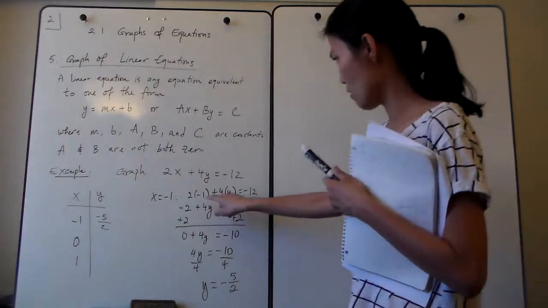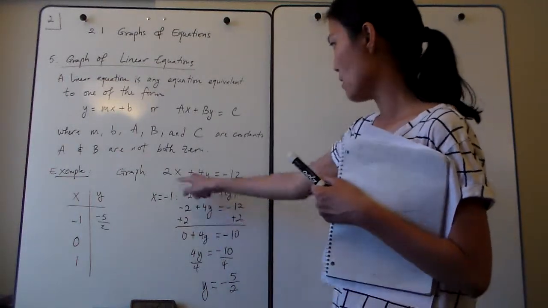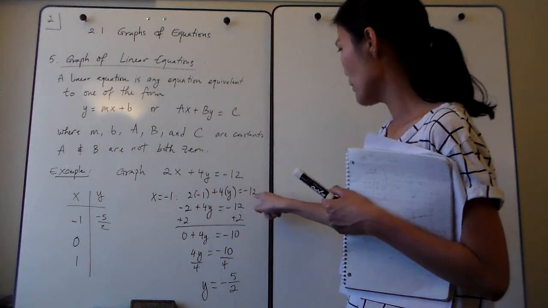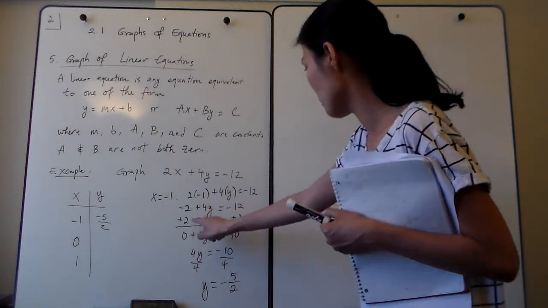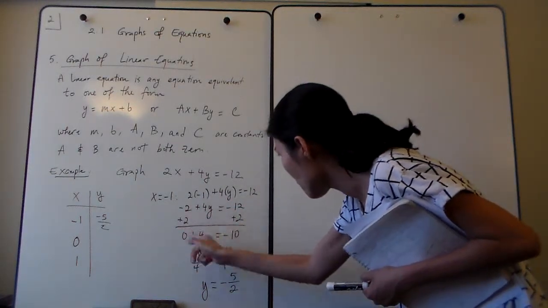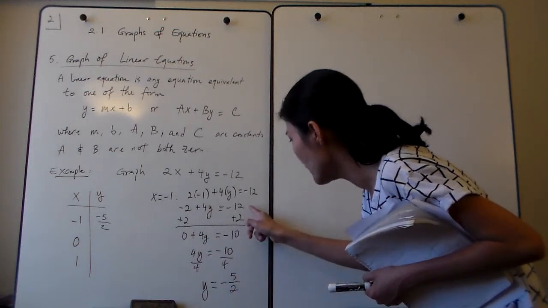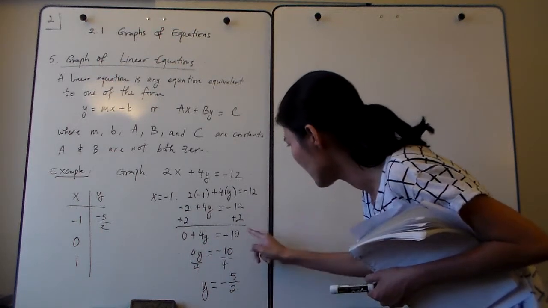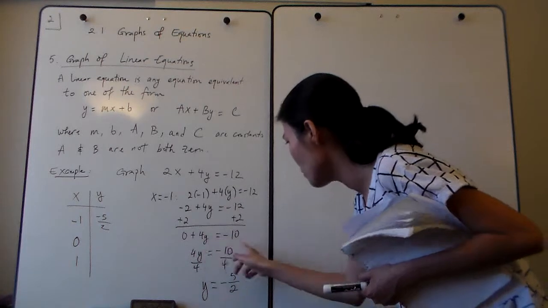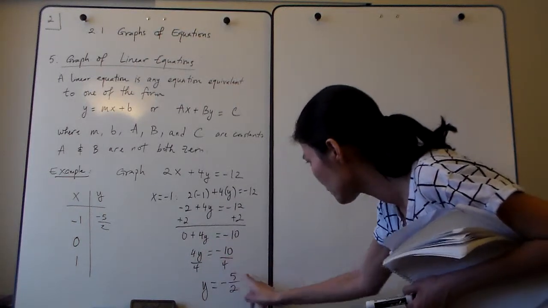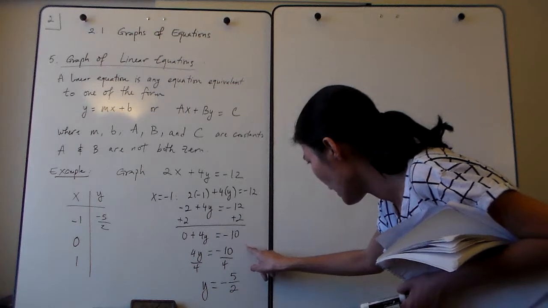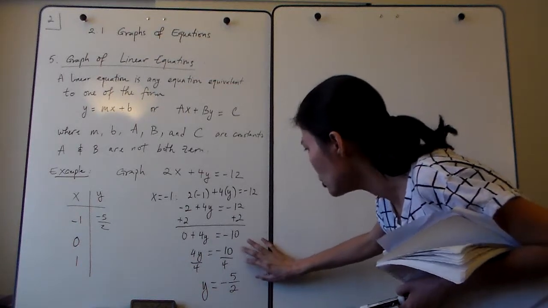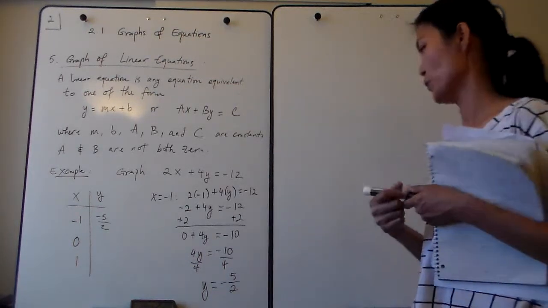Let me check this quickly, so we make sure we don't make any mistake. Minus 1 plus 4y equals 12, 2 plus 4y equals 12. Add 2 on both sides. 0, 4y equals negative 12 plus 2, which is negative 10. And then divide both sides by 4. Y equals that, okay? And then simplify by 2, negative 5 divided by 2.